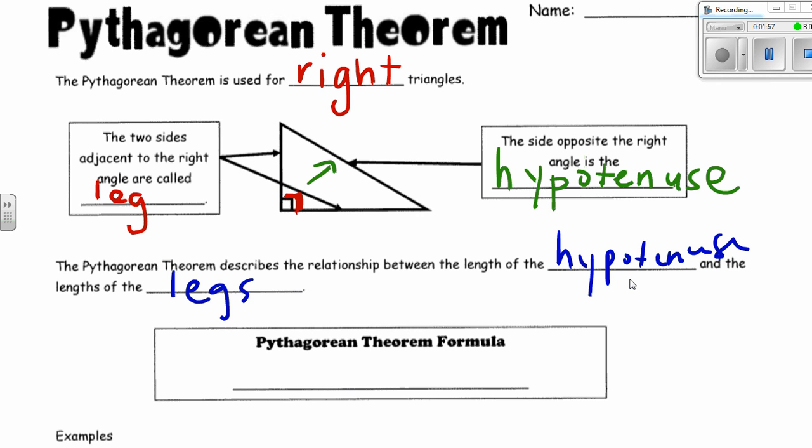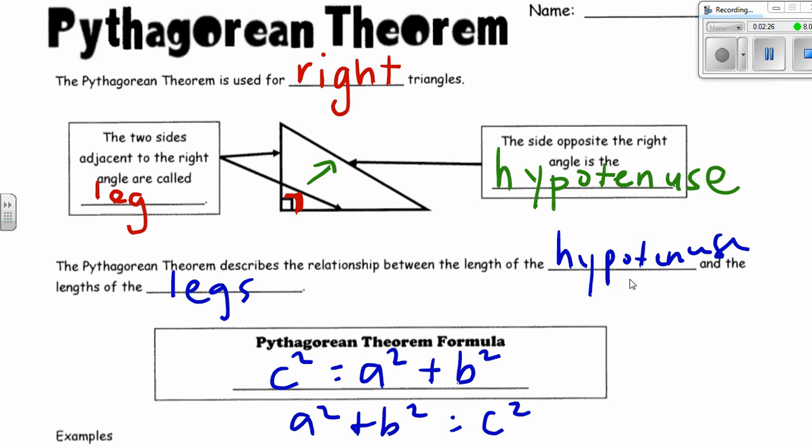Now to do that, you do need to know the Pythagorean Theorem formula. This is something that will be given to you on an SOL test. You'll see it on your formula sheet, but it's a good idea to have it memorized. The Pythagorean Theorem is c squared equals a squared plus b squared. This is a very common formula, so you've probably seen it before. Sometimes you might even see it as a squared plus b squared equals c squared. It means the same exact thing.